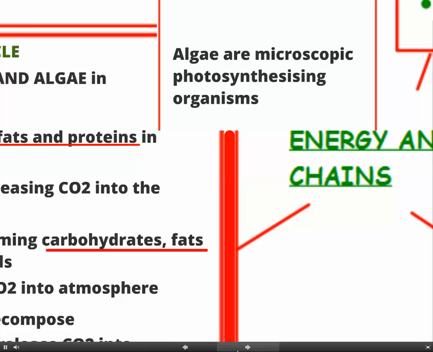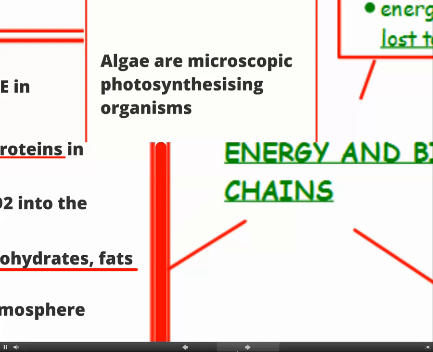So why do I keep going on about plants and algae? What are algae? Well, they're photosynthesizers. Algae are microscopic photosynthesizing organisms. They're tiny, single-celled photosynthesizing organisms. So for example, you might see them in pond water. They just make pond water look slightly greenish in colour. Or you might see them on tree bark. It makes tree bark look a bit greenish and slimy. They're huge photosynthesizers, so therefore they play a part in the carbon cycle.